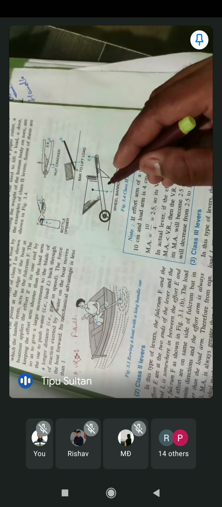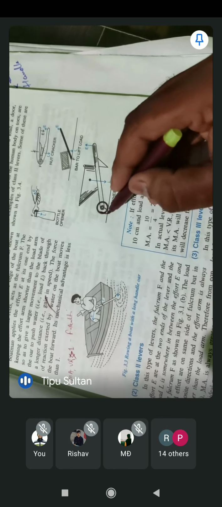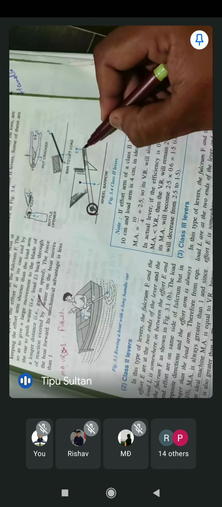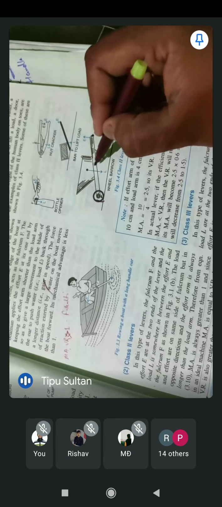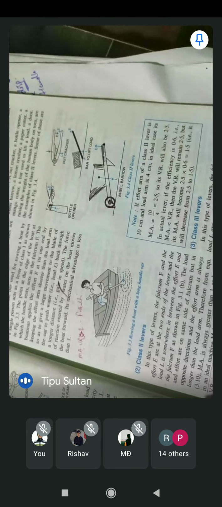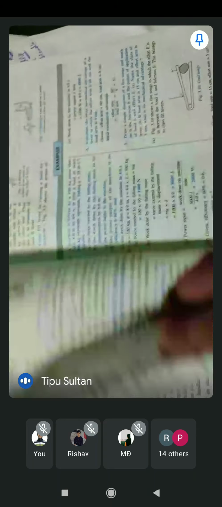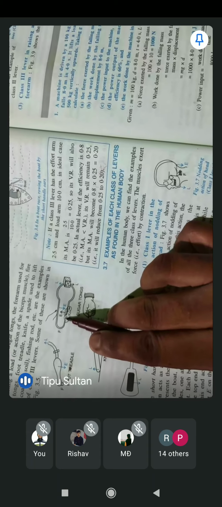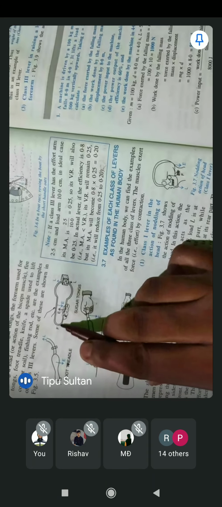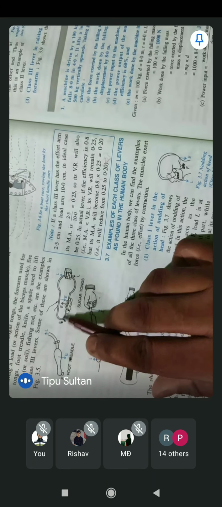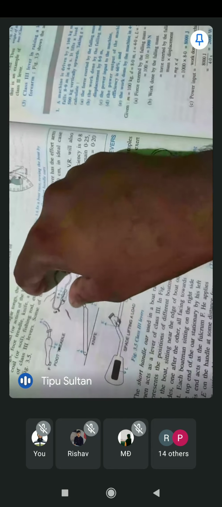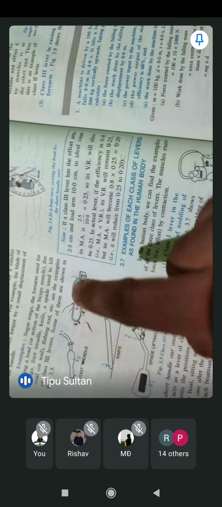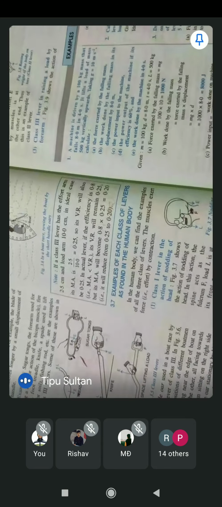Again, wheelbarrow. This is the fulcrum, it will rotate here. We apply an effort by holding this, and the load is present in the middle. So this will be the class 2 type of lever. Now class 3 type of lever. Here, sugar tongs. We apply an effort, the load is there, and the fulcrum is present here because these two handles rotate on this axis. Effort is in the middle, so that is why it is a class 3 type of lever.